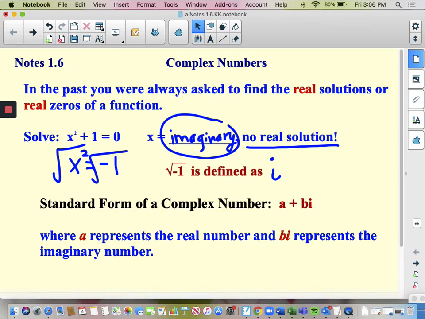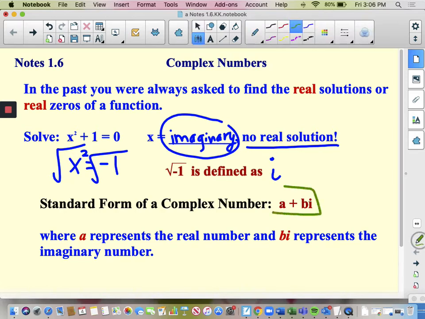Okay, so a complex number in standard form, and you're going to want to note standard form is the real and then the imaginary in that specific order. So a is the real part and b is the coefficient of the imaginary part. For example, this might be 2 plus 3i. That is a complex number because it has real and imaginary parts to it.